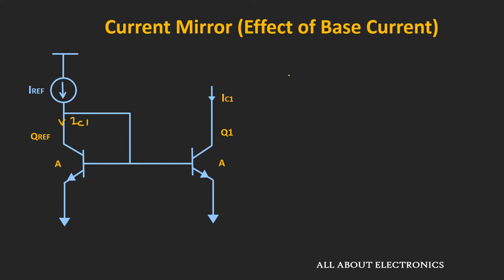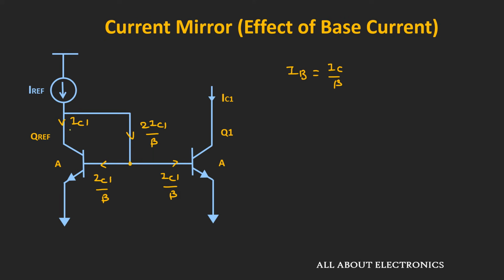Now we know that the base current IB is equal to IC divided by beta, right? That means the base current of this transistor Q1 will be equal to IC1 divided by beta. Similarly, the base current of this reference transistor is also equal to IC1 divided by beta. That means the current flowing through this branch is equal to 2IC1 divided by beta, right?